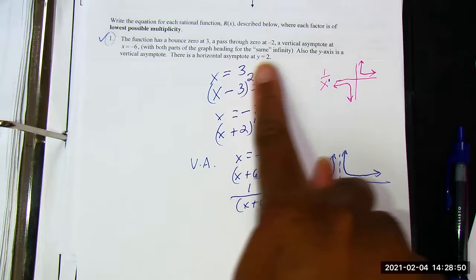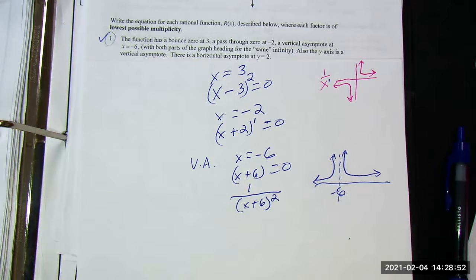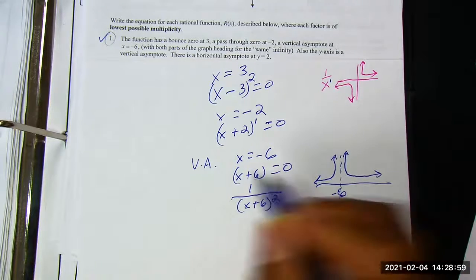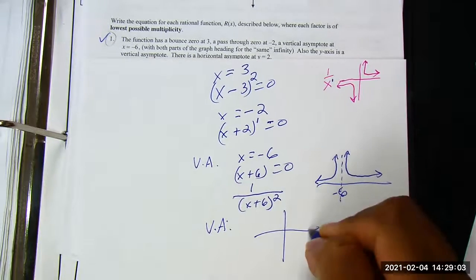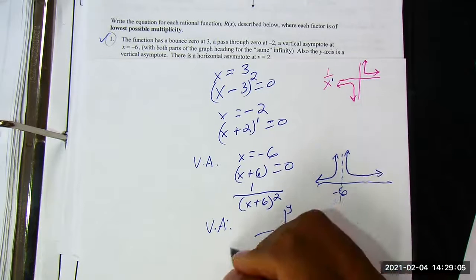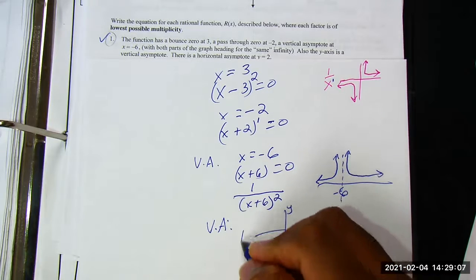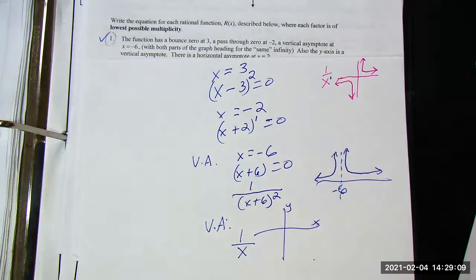Also, picking up where we left off, the y-axis is a vertical asymptote. So the y-axis is a vertical asymptote. We have another vertical asymptote, x equals 0. So that just means it's a vertical asymptote at 0, just like the parent function. So there's going to be an x somewhere in the denominator as well.